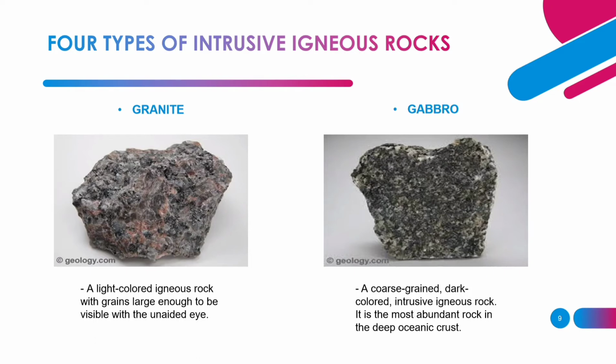Next is gabbro, a coarse-grained dark-colored intrusive igneous rock. It is the most abundant rock in the deep oceanic crust. Gabbro is a phaneritic, mafic, intrusive igneous rock formed from the slow cooling of magnesium-rich and iron-rich magma into a holocrystalline mass deep beneath the Earth's surface.